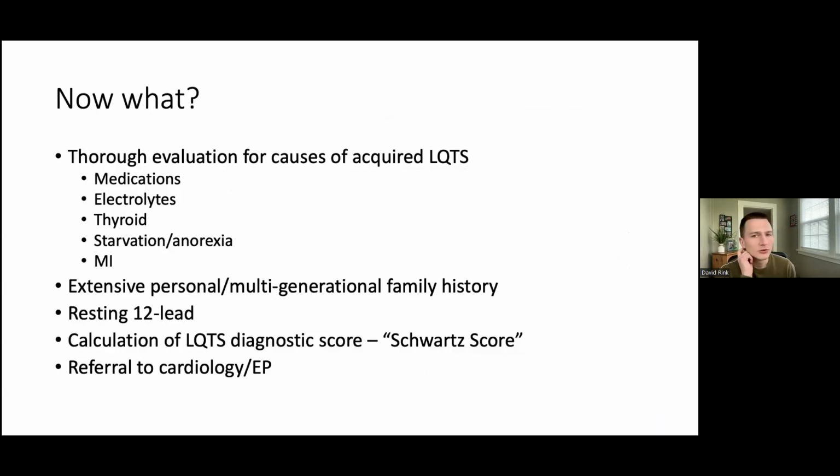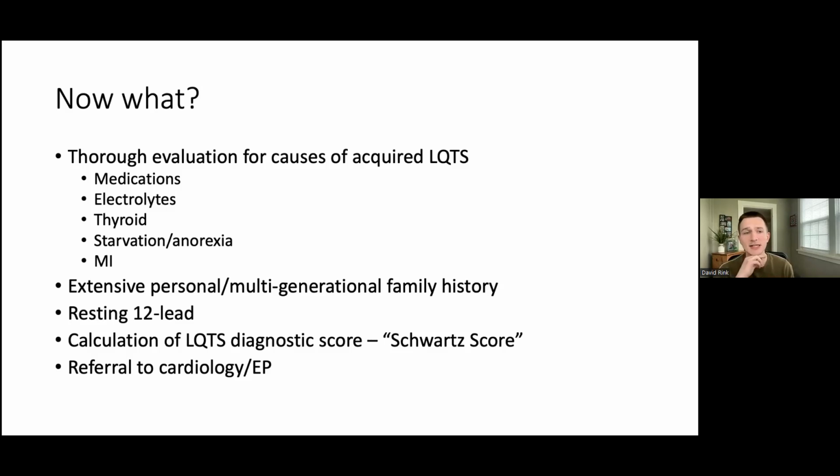So you suspect long QT syndrome, and what should you do next? The first thing is obviously a thorough evaluation for causes of acquired long QT. And these are things that we all are pretty good at doing at baseline. So evaluating the medication list, checking electrolytes, then thinking about things like thyroid disorders, starvation and anorexia, which have been shown to prolong the QT interval, and then a prior history of myocardial ischemia.